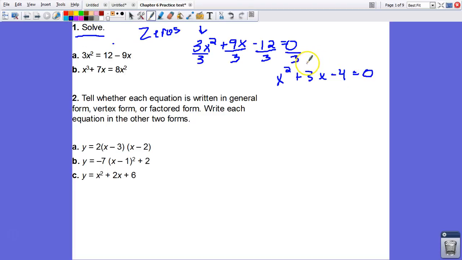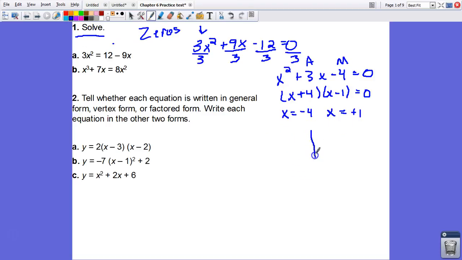Okay, now it's really easy to factor. I'm looking for two numbers that add up to be 3 and multiply together to be negative 4. And I believe that is positive 4 and negative 1. So I have x plus 4 times x minus 1 equals 0. So x plus 4, what number plus 4 equals 0? So my first x is going to be negative 4, and my second x is going to be positive 1.